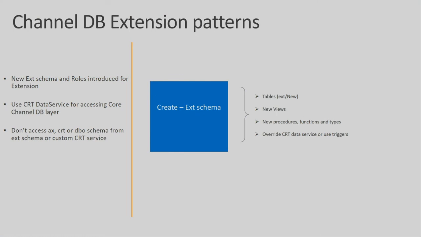The other important thing I will talk about is the channel DB extension. Previously, if you wanted to add a new table, or say for example in the transaction table, if you wanted to add more fields, what you would do is take our table and add new fields, right? Now with the new sealed model, you should not modify any of our schema here. All our tables will be either in the AX schema, the CRT schema, or the DBO schema. So you should not touch any of the schema.